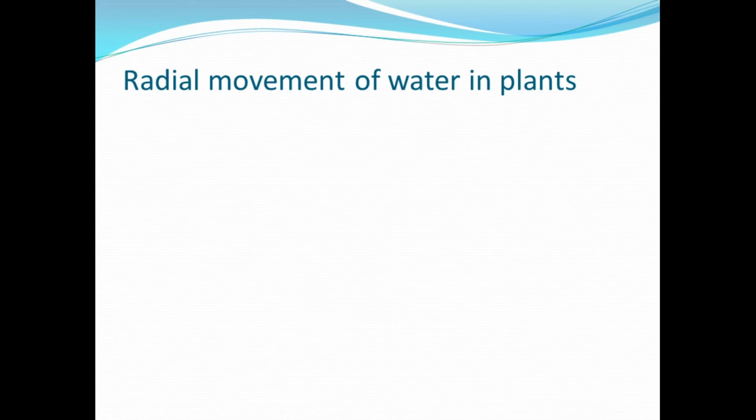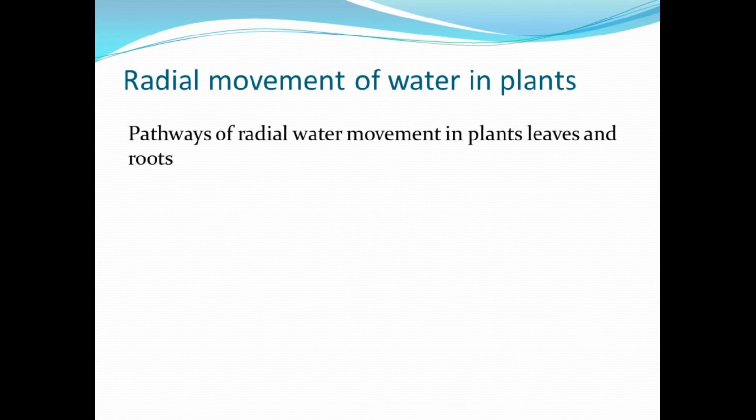You may be wondering, what is radial movement? Radial simply means along the radius. So water will be moving from the soil across the root hair cells until it reaches the xylem. And also water will be moving from the xylem and across the cells of the leaves. Now let's take a look at the different pathways of radial water movement in plants.